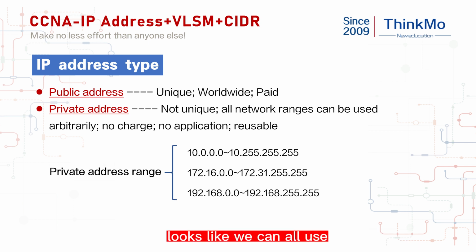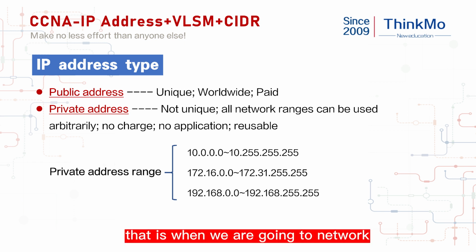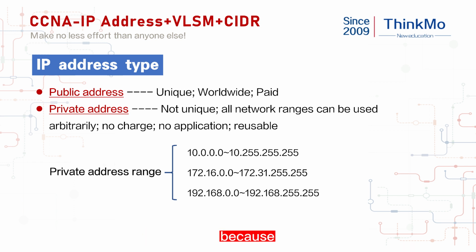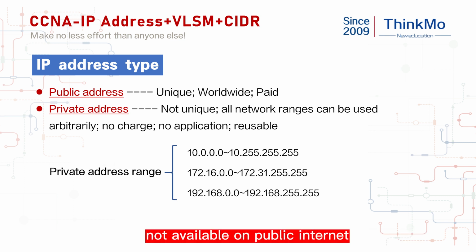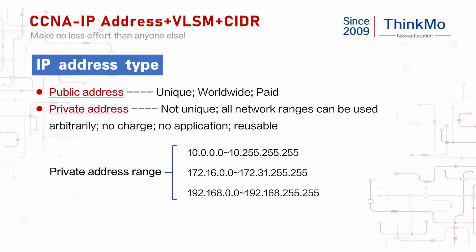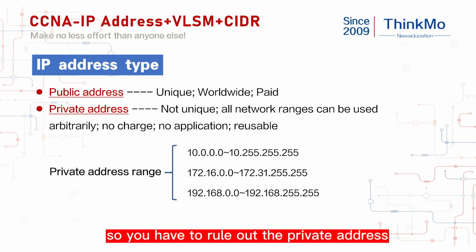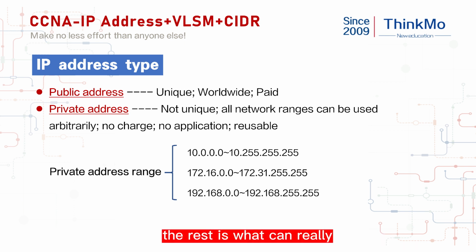Looks like we can all use. But actually on the internet, that is, when we are going to network, we really need a unique IP address on the public network. You want to remove the special addresses and remove the private addresses, because private addresses are generally used by internal users and are not available on the public internet. So you have to rule out the private addresses. The rest is what can really be configured on the interface.